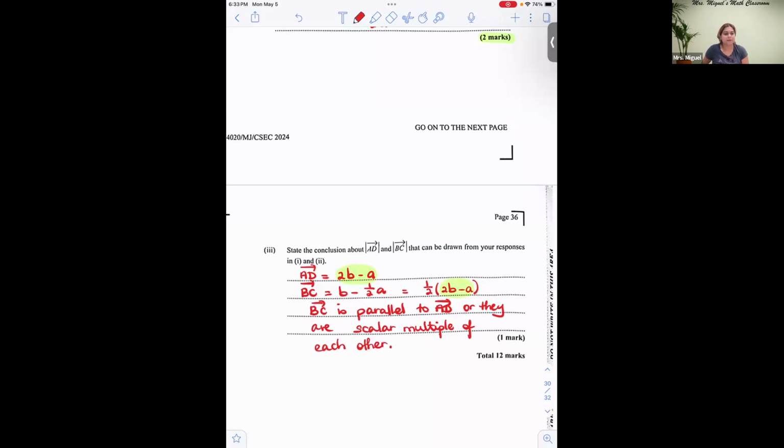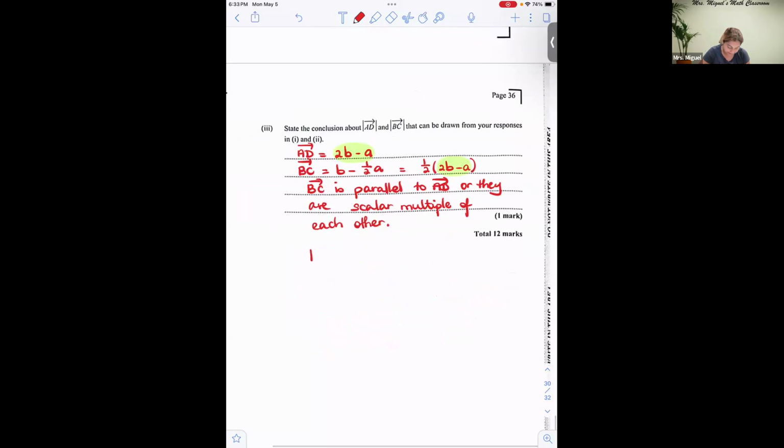Remember, when they ask about a conclusion, what they're really asking is, you can also find the length of the vectors. They're asking if it's parallel, you can find the length, you can say it's collinear based on the information that you have, right? They also want us to find the length AD. So let me find that.